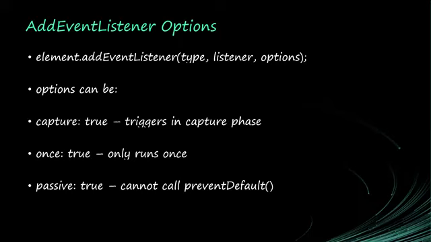But now when you say passive, it means that you cannot use prevent default. If you say this event listener is passive, it means that we cannot call prevent default. If you say that the once value is true, it means that this code will only run once. If you say capture is true, it means that this will trigger the capture phase. Don't worry, we'll explain this one better.